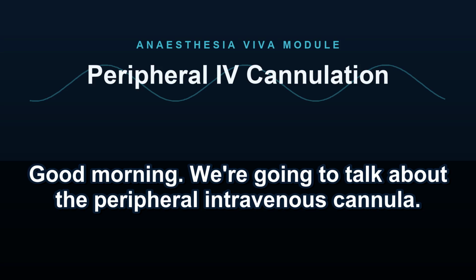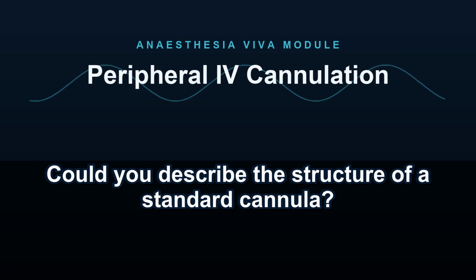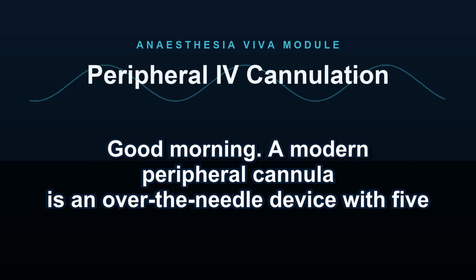Good morning. We are going to talk about the peripheral intravenous cannula. Could you describe the structure of a standard cannula? Good morning. A modern peripheral cannula is an over-the-needle device with 5 components.